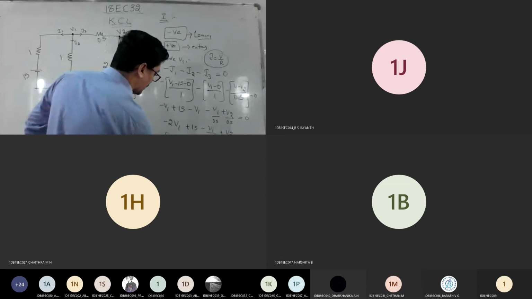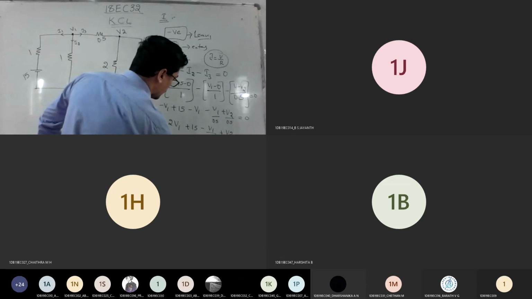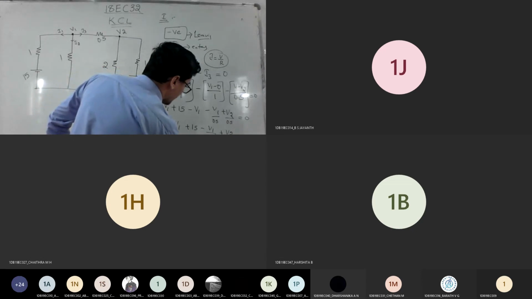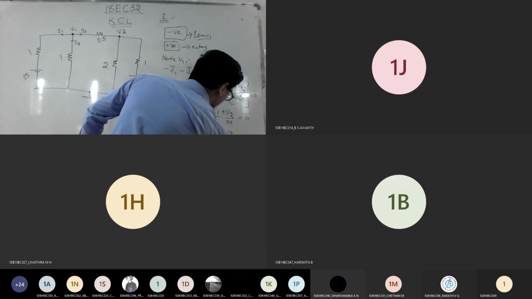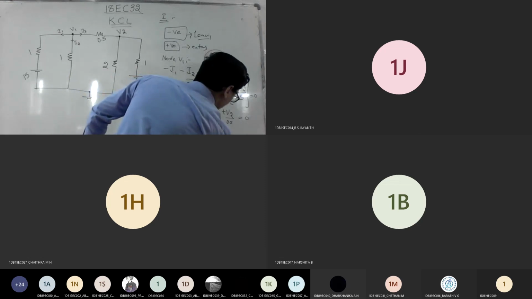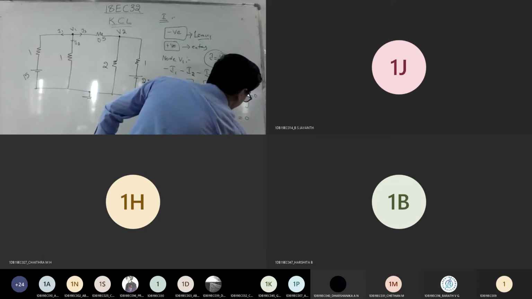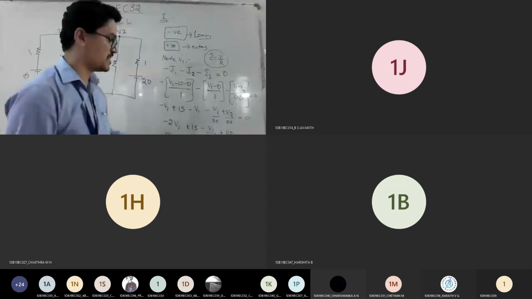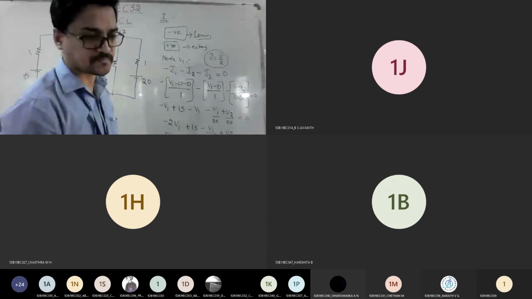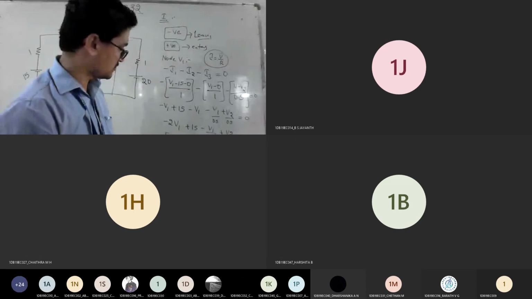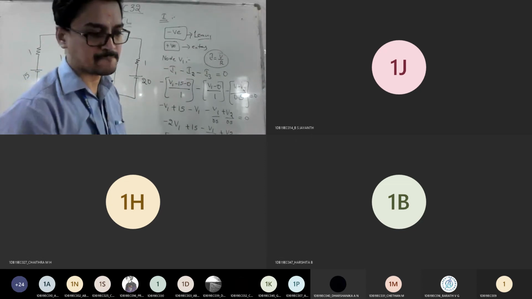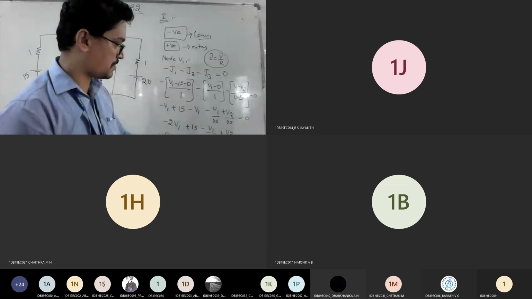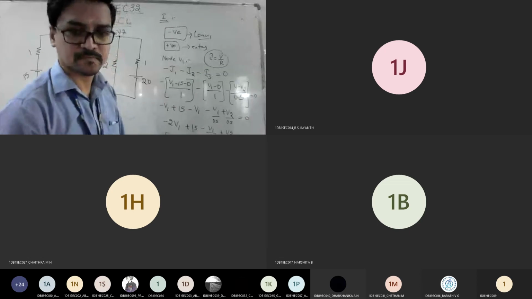So if you take V1 common, it is minus 2 minus 1 by 0.5 into V1, plus V2 into 1 by 0.5 is equal to minus 15. So what is the simplification of this? Simplify this and tell me what V1 equals. This part, is it 4?